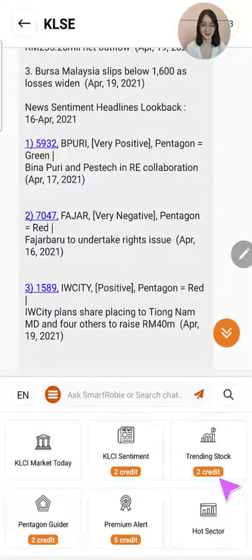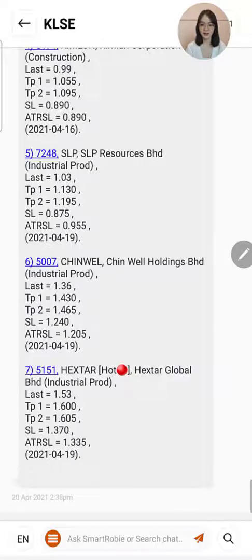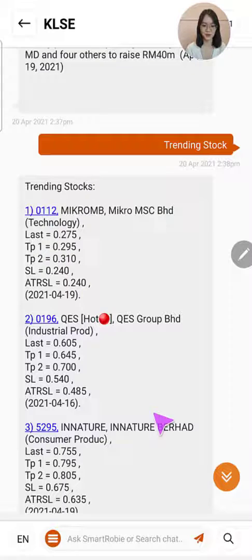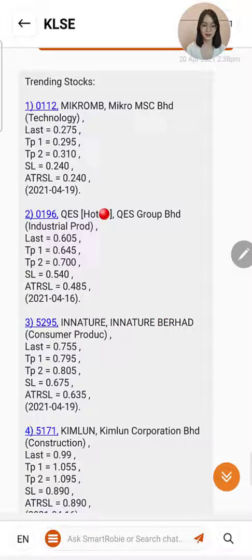Now, moving on to trending stock, we have a list of top 7 stocks that are going up in the uptrend today, along with the trading plan that you can see here for each stocks. First, you will see LAS, which is the previous market closing price, and TP stands for target profit, that we have target profit 1 and target profit 2 that you can aim for, while SL will be the price for you to stop loss. ATR SL is the ATR stop loss, which is a professional stop loss system where you will need to exit when the market breaks. And lastly, the date below here is the date where this trending stock was triggered.